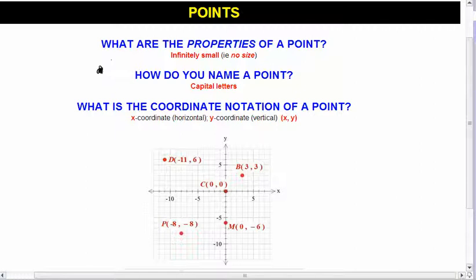In order to name a point, you always name it with a capital letter. It could be A, B, C, D, F, G. You've got 26 to choose from, but it's always a capital letter. It's never lowercase. So just by standard notation, it's always a capital letter.